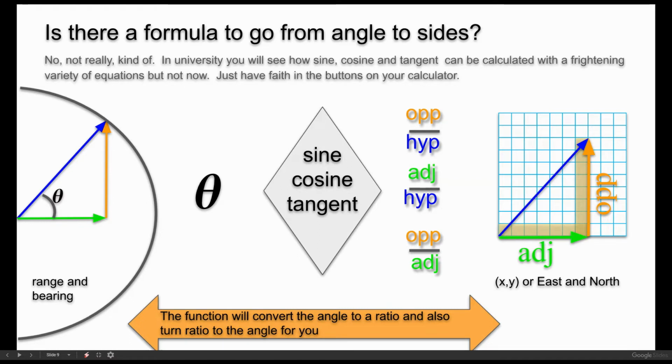You will learn these formulas in university, maybe around first or second year university math, and they take your ordinary polynomial, x squared plus 2x plus 3 equals 0 kind of thing, and they dwarf them. They will be gigantic functions. So what you're going to do is just have faith that your calculator can do it. Somehow, when you take theta, the angle, and you hit sine of that angle on your calculator, it will give you the ratio. It will do some mathematics behind the scenes.